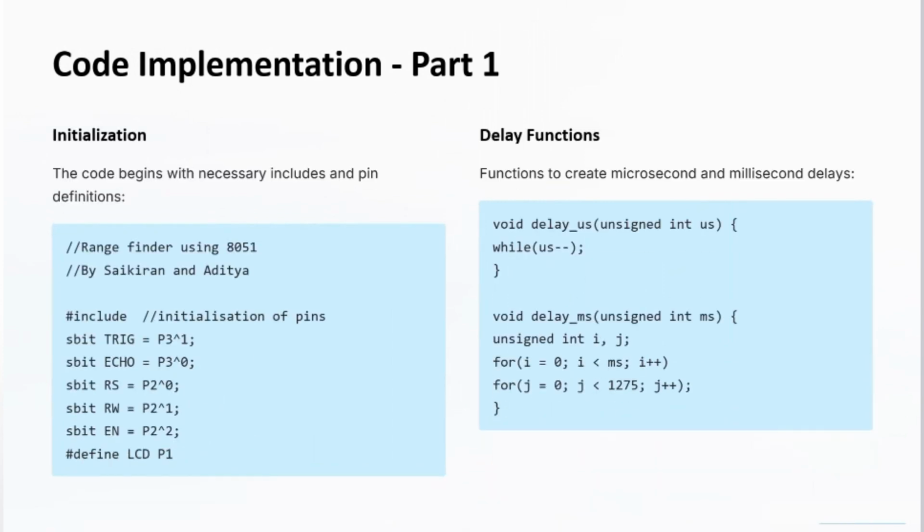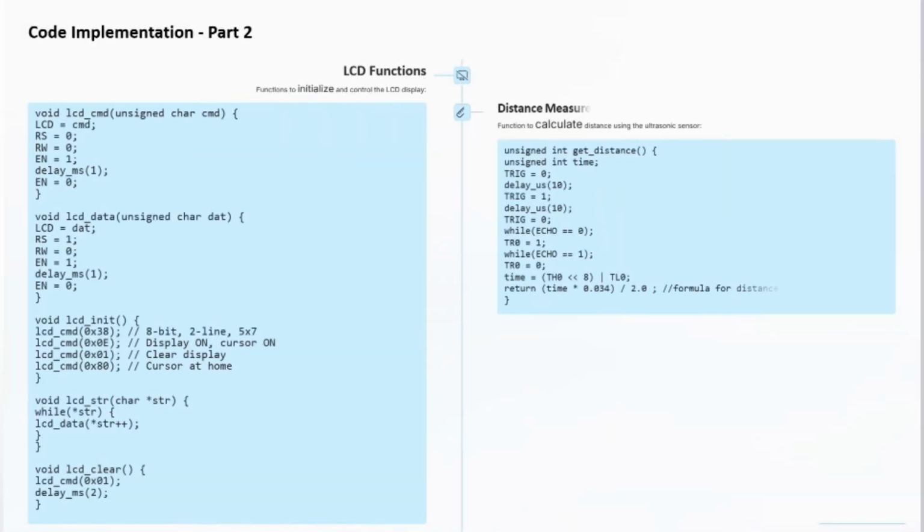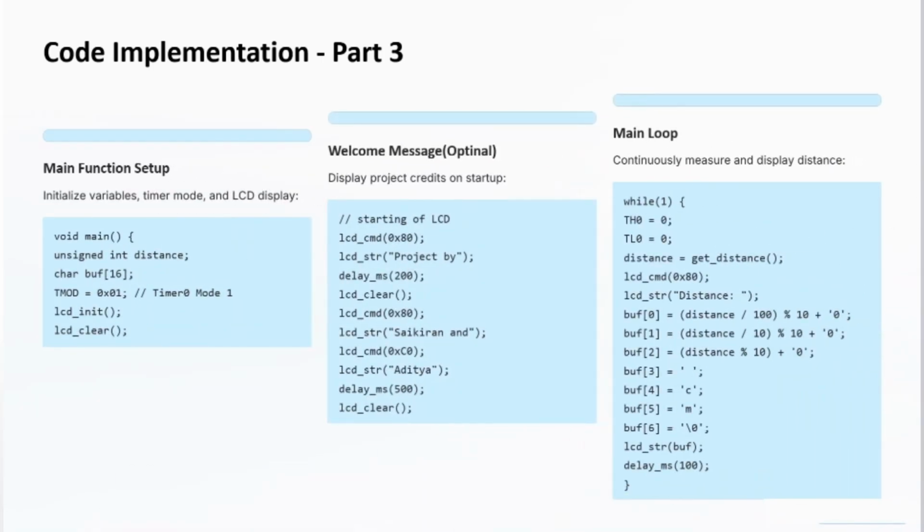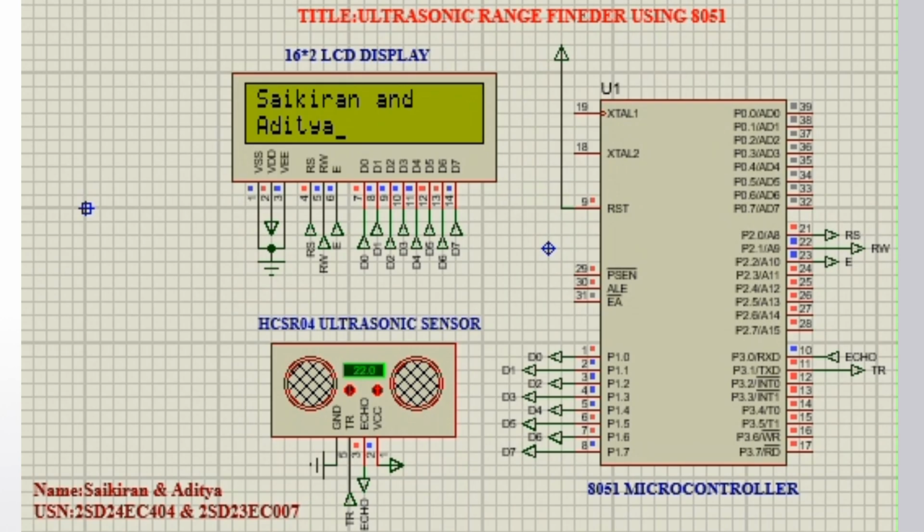The code for this project is given here. This is the initialization and delay functions. These are the LCD and distance measurement code. And this is the main function setup and the welcome message, which is optional, and the main loop for the code. Here you can see the simulation of this project.